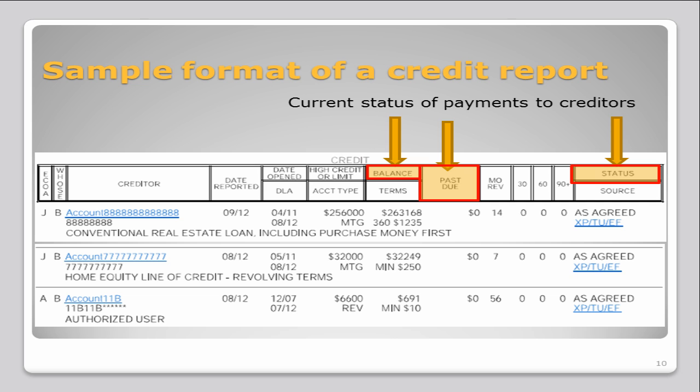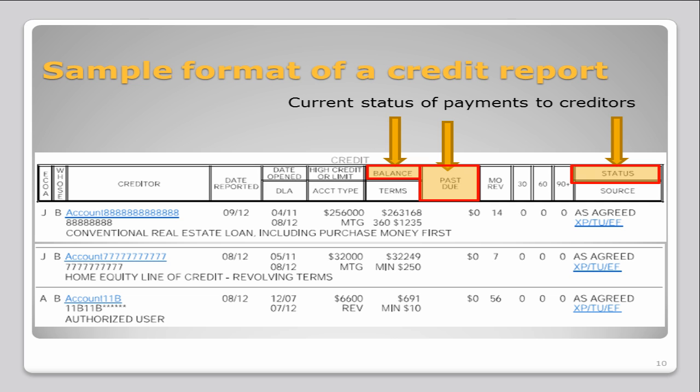Next we look at the status. The status will indicate whether the account is or was paid as agreed. And that's is or was past due, or was settled, or in some way not paid as agreed in the terms of the initial credit facility. So when you're looking at the status, it's going to tell you all kinds of good information about that.